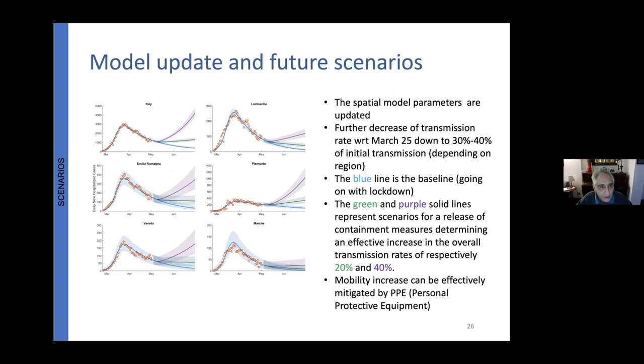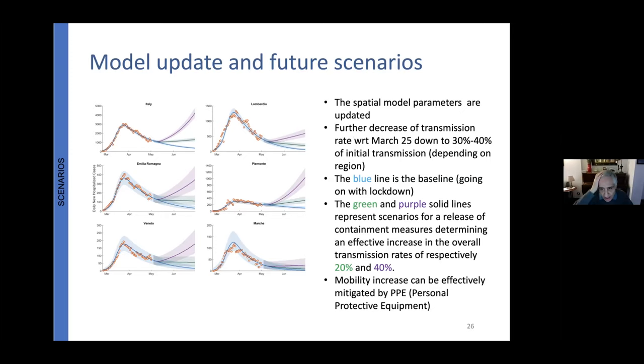Well, anyway, let me go on. So here you see the calibration, and then we try to have future scenarios. So first of all, we showed that there was a further decrease of transmission rate after March 25, fortunately. And then we tried to estimate some scenarios. So the blue line is the baseline scenario. Suppose that the transmission rate after the end of lockdown stays the same as it was during the lockdown. Green and purple represent scenarios with transmission rates that increased by 20% and 40%.